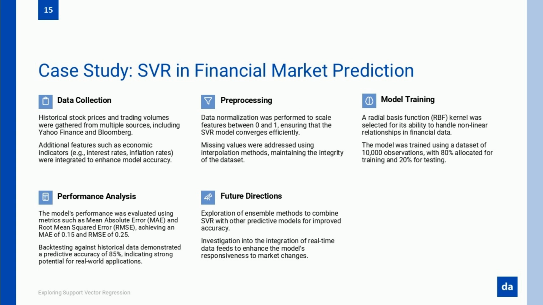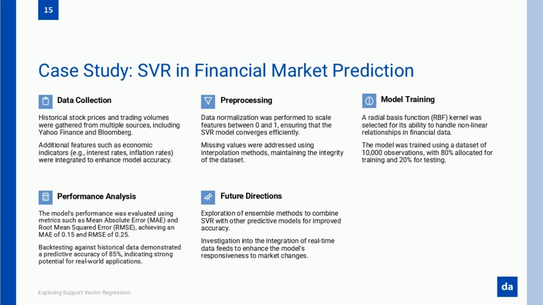In a case study on stock price prediction, researchers gathered historical stock prices and trading volumes from sources like Yahoo Finance and Bloomberg. To enhance prediction accuracy, they incorporated additional economic indicators such as interest rates, inflation rates, and geopolitical events. Since stock prices follow complex nonlinear trends, a radial basis function, RBF kernel, was chosen, as it allows SVR to map the data into a higher dimensional space where hidden relationships become more apparent.